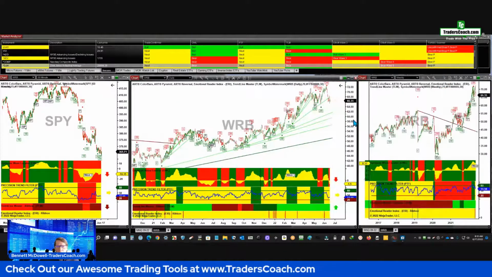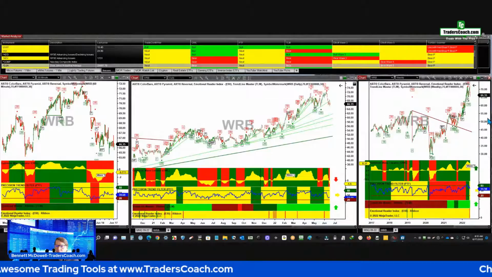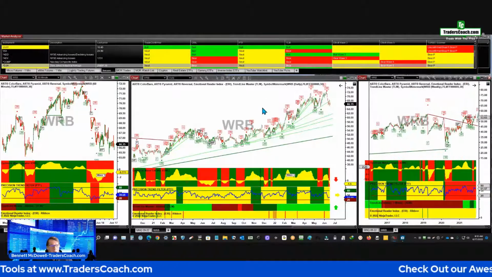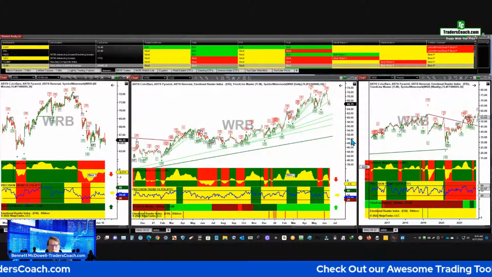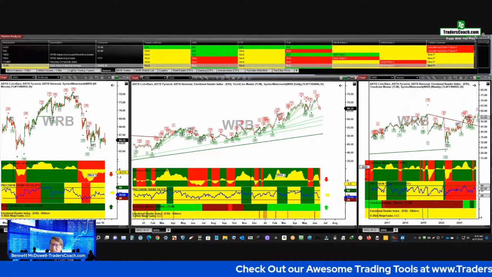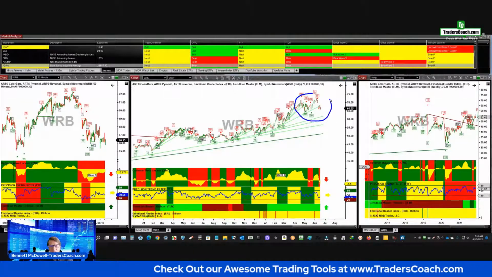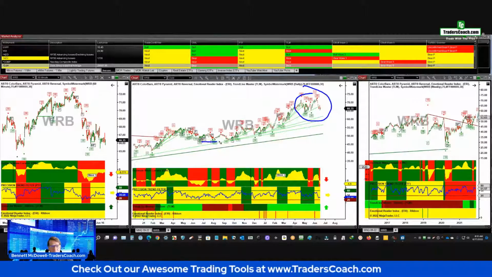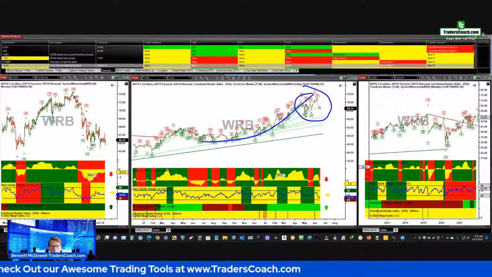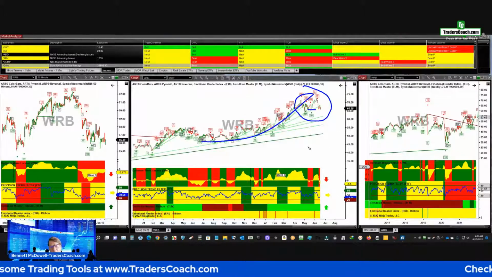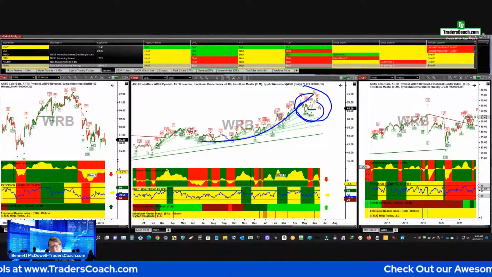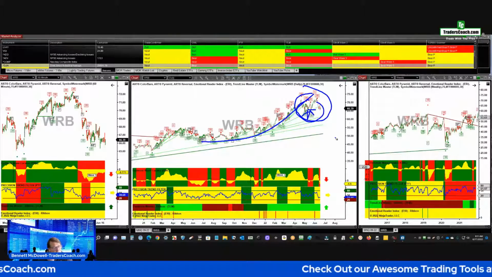All right, so WRB, nice uptrend. It's been in for a while, and it looks like now it's in an area where it's consolidating, getting a little toppy here, Dan. Look at this area here. You've had a number of movements up here, a number of pyramids. You would have been stopped out of a long trade on this bottom of the pyramid here.